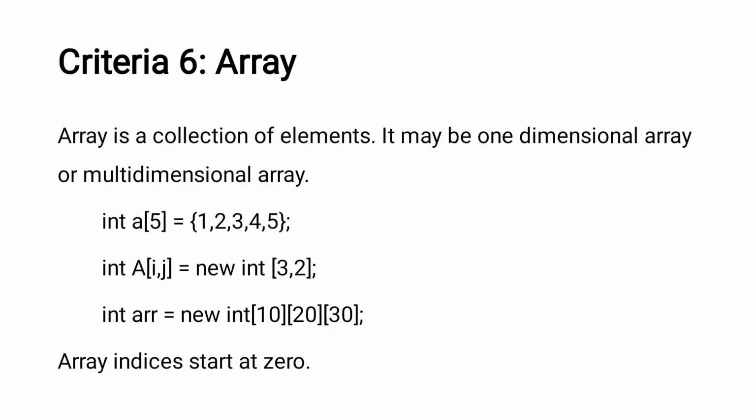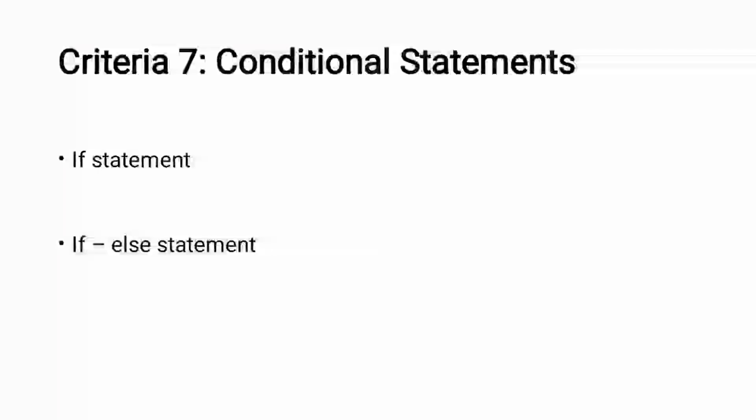The array index always starts at 0. For example, int a of 5. What does a of 5 represent? It will have 5 values. When you go with a multi-dimensional array, we can use the i and j variables. Criteria number 7 is for conditional statements.